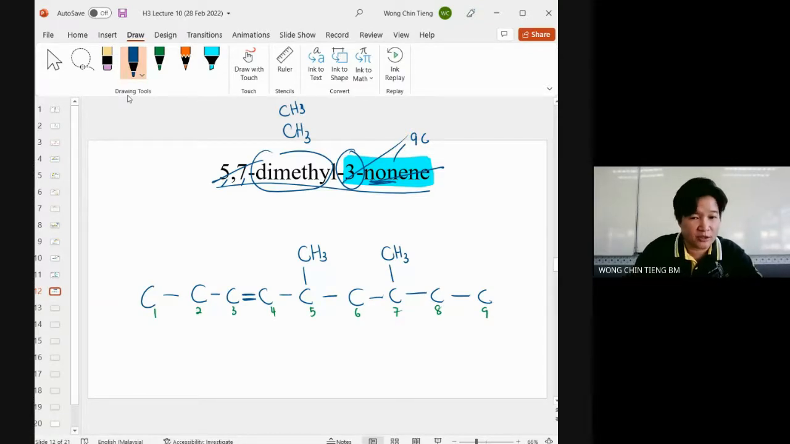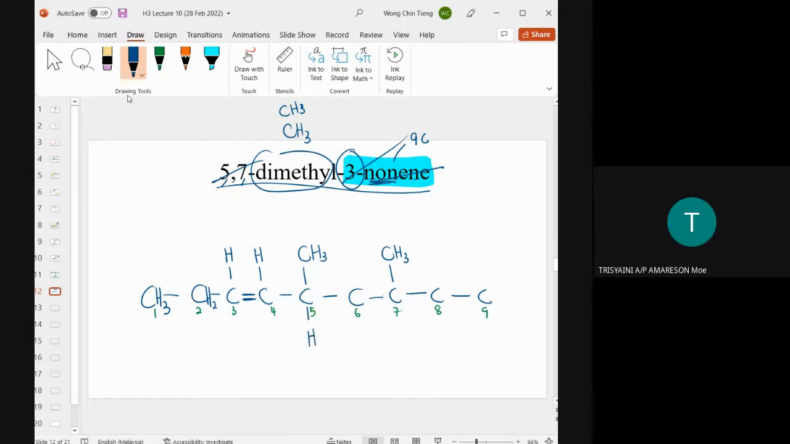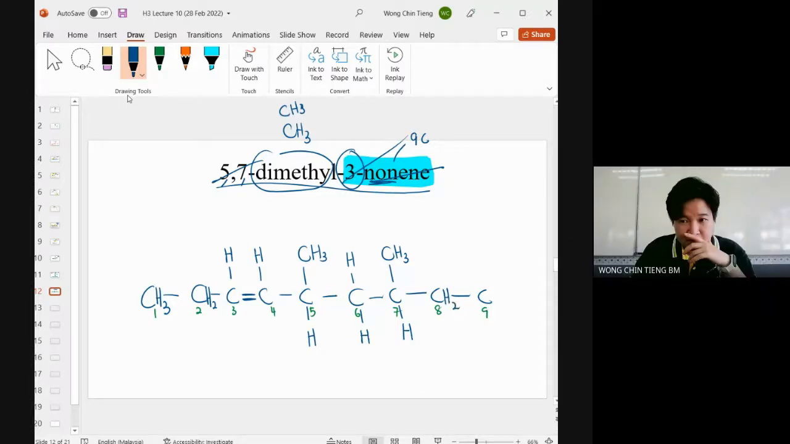Kira hidrogen betul-betul. Carbon nombor 1, berapa hidrogen? 3. Carbon nombor 2? 2. Carbon nombor 3? 1. Carbon nombor 4? 1. 5? 1. 6? 2. 7? 1. 8? 2. 9? 3. Thank you, Trish.